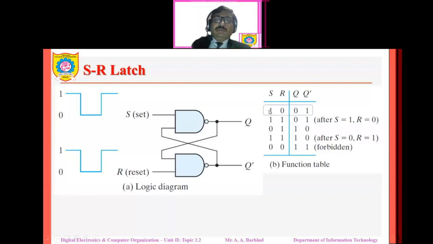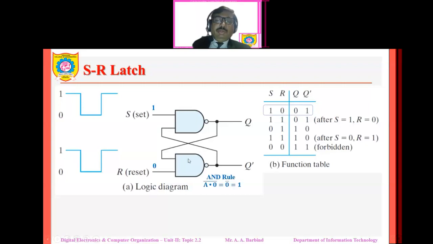So the first condition is that when S is equal to 1 and R is 0, then the latch is said to be in this particular state 0 and 1. The latch is reset. So when the S input given is 1 and R input given is 0, let us see how it works. So S is 1 and R is 0.